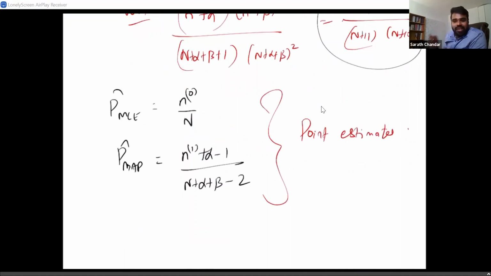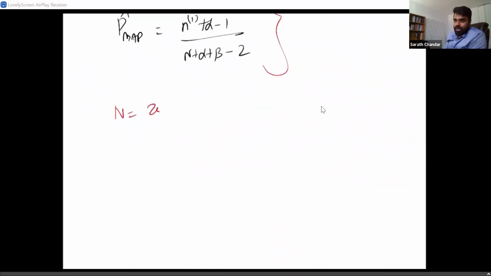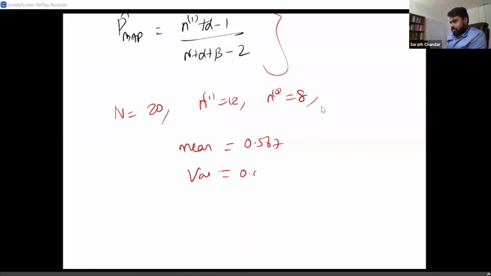They just give you one theta, right? On the other hand, this is not a point estimate. So P, okay, I don't know if I have a notation for the Bayesian thing. Let's just call it P Bayes. Now this has mean and variance. It's actually a complete distribution. Now if I compute these values for the same example that we have been following, n is equal to 20, n1 is equal to 12, n0 is equal to 8, the mean would be something around 0.567, and the variance is going to be something around 0.0079.